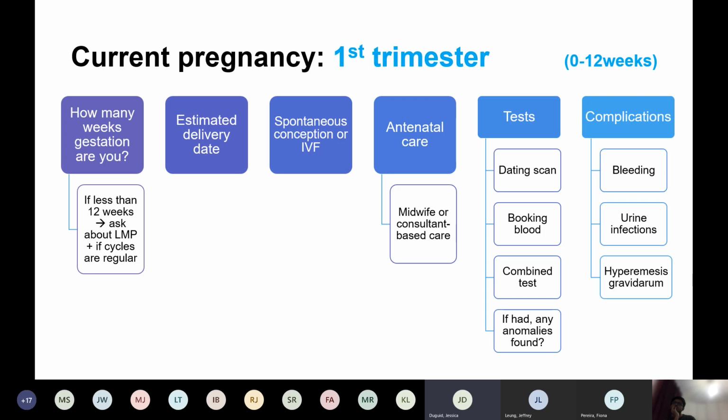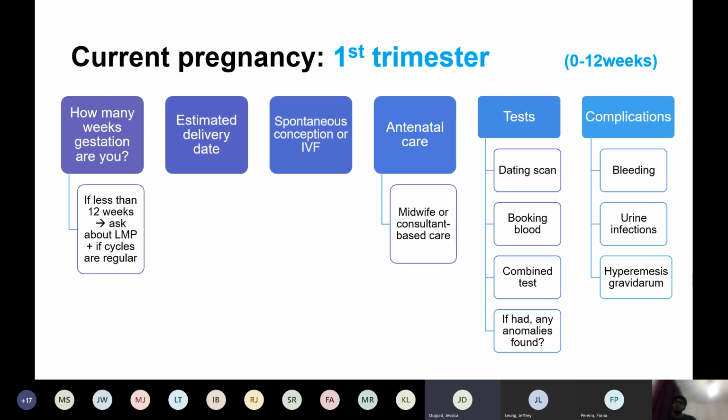The dating scan, as I said, is normally between 10 and 12 weeks, and it basically, as it says, dates the pregnancy and works out how old the baby is. Then the booking bloods is a blood test that all women get at the start of their pregnancy. It looks for things like anemia, as well as their blood group, and then things like HIV and syphilis. It's a good idea to ask about this because you want to know if they've had any abnormalities in their blood or if they're anemic and things like that.